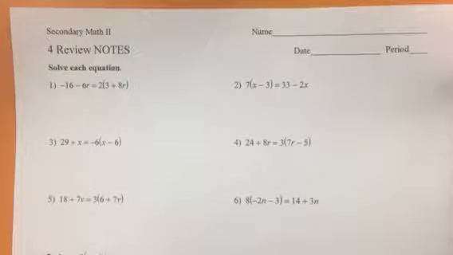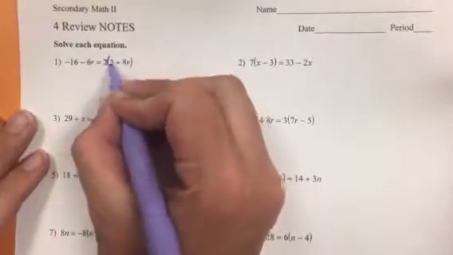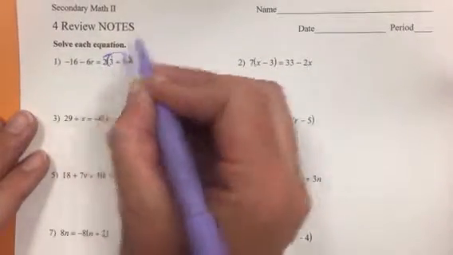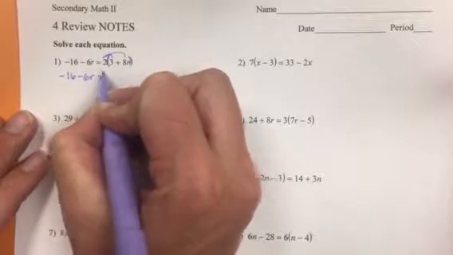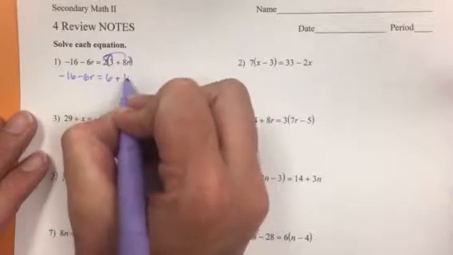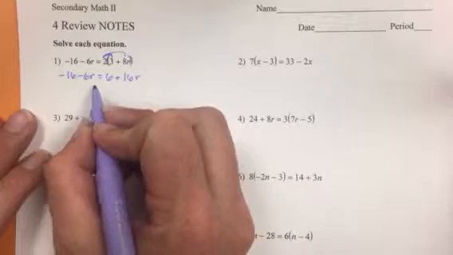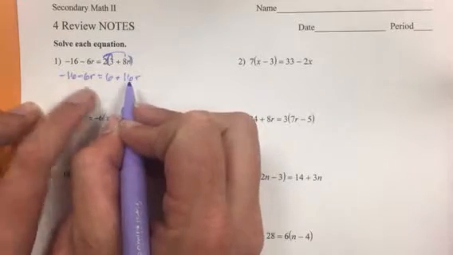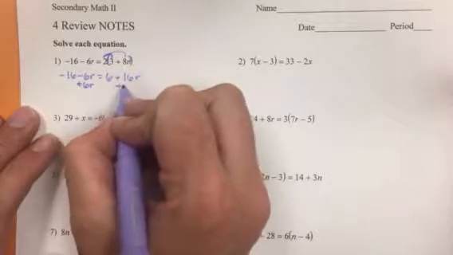All right, review 4. We are solving each equation. When I see the parentheses, that means I need to distribute in. So I get negative 16 minus 6r equals 2 times 3 is 6, 2 times 8 is 16r. I'm going to move the smallest r, so negative 6 is smaller. Add 6r to both sides.